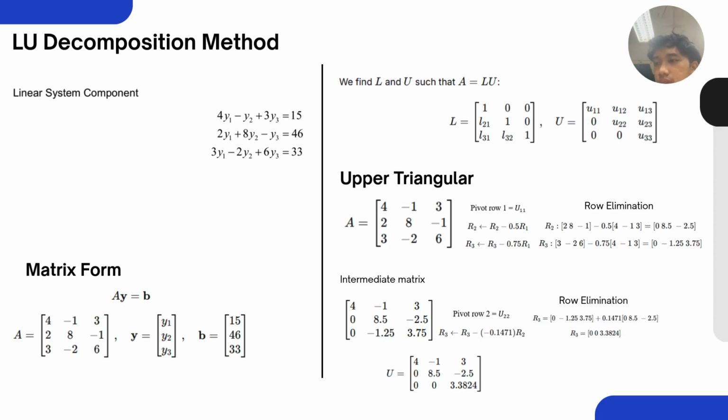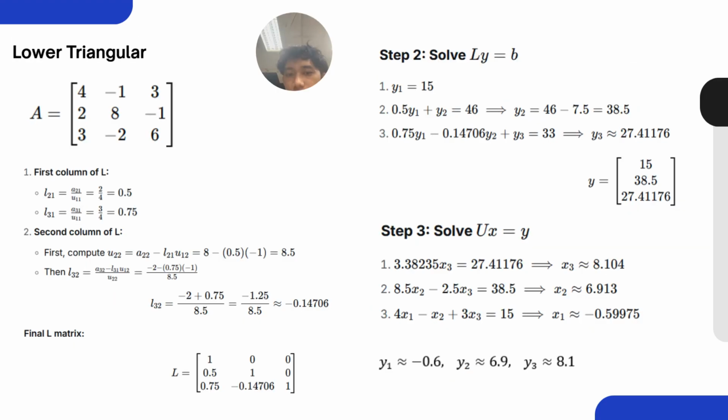Then we move to row 2 as the pivot and eliminate the value below it in row 3. At the end of this process, we obtain the upper triangular matrix U, which has zeros below the main diagonal. This matrix is important because it makes solving later much easier using back substitution.